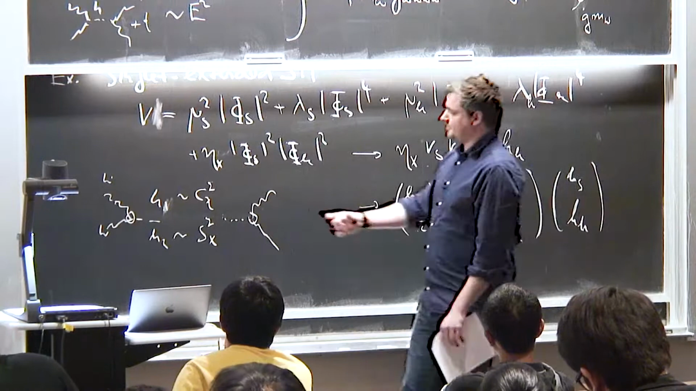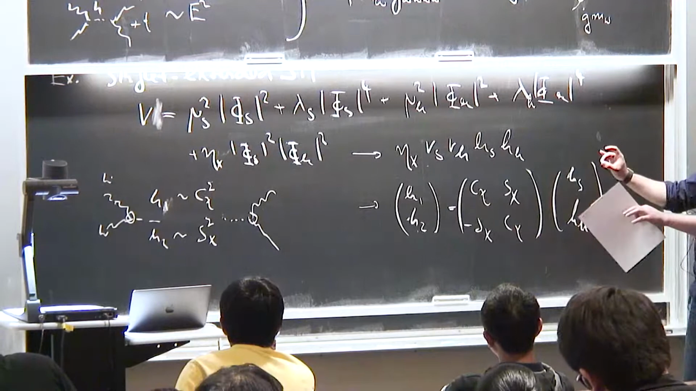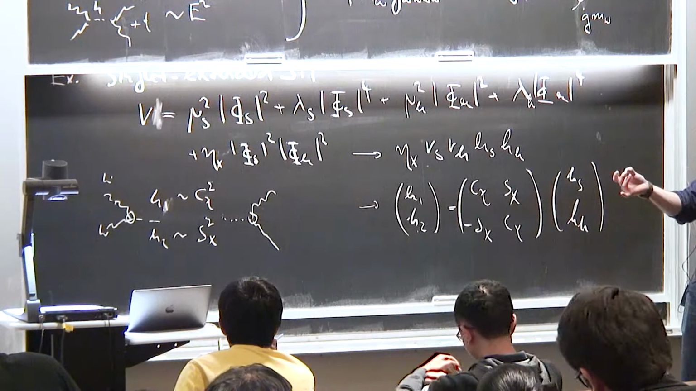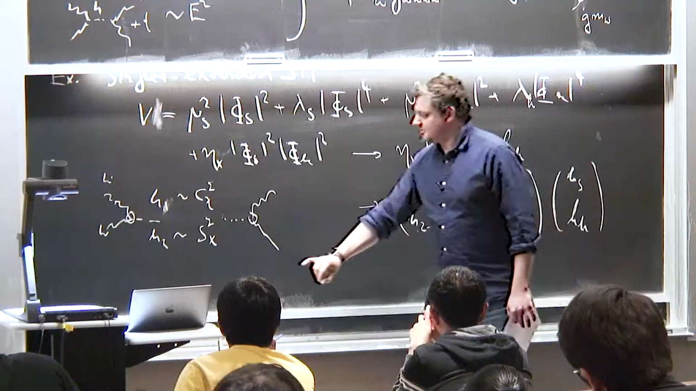So you can see that I haven't really done much, and it's a sort of minimalistic scenario, but you can see that this modification that includes mixing after electroweak symmetry breaking does not impact unitarity conservation at high energies.